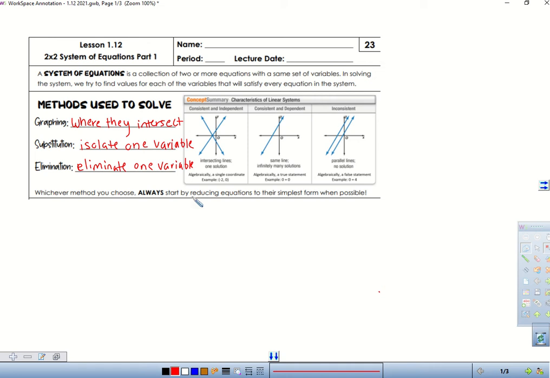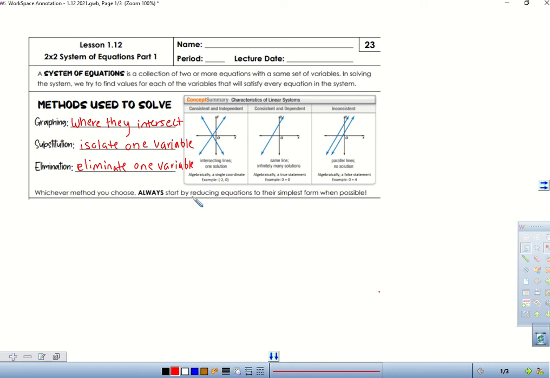So let's talk about the characteristics of linear systems. There's several different things that can happen. It can be consistent and independent, which is where the lines intersect exactly once and then they never touch again. Okay, that's the first type that can happen with a linear system. So for example, they intersect at, say, (-1, 2).